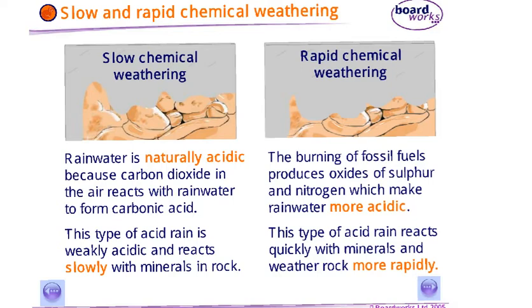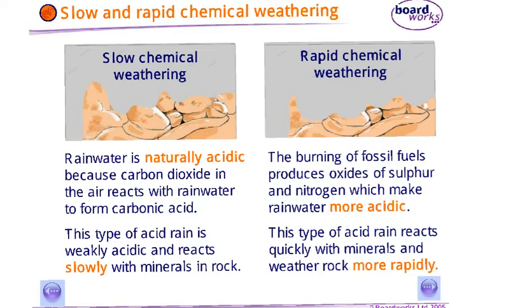For slow chemical weathering, rainwater is naturally acidic because carbon dioxide in the air reacts with rainwater to form carbonic acid. This type of acid rain is weakly acidic and reacts slowly with minerals in rock.